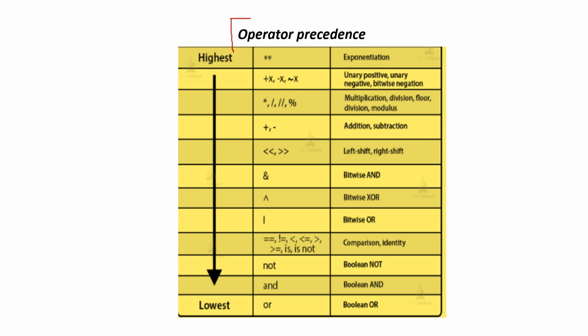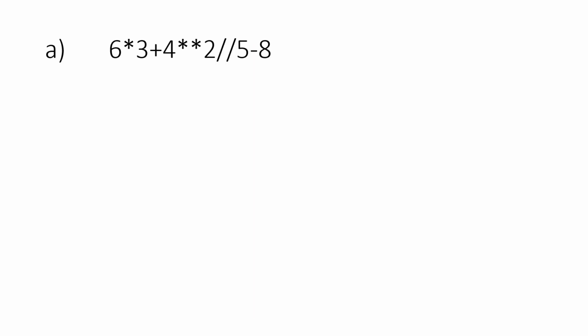First of all, what is operator precedence? As I have told you earlier, it is a series which consists of different types of operators. If there is a mixed expression with mixed operators, then we have to solve according to the priority. For example, this is the highest and this is the lowest. We'll take various questions and solve accordingly. So let's proceed ahead.